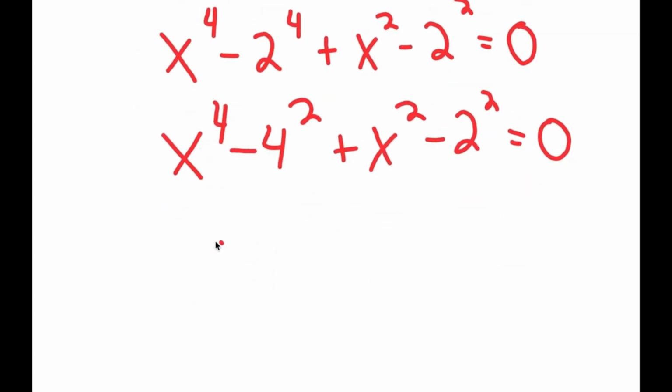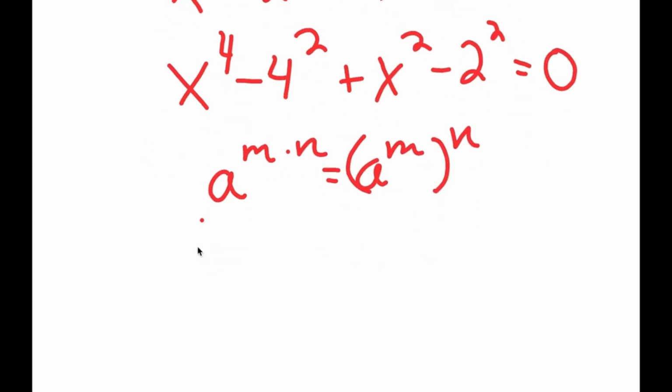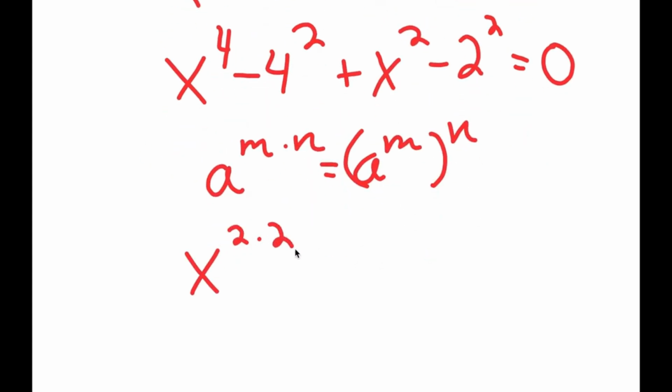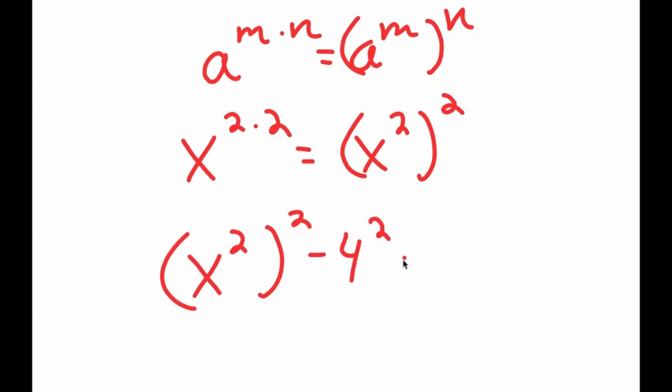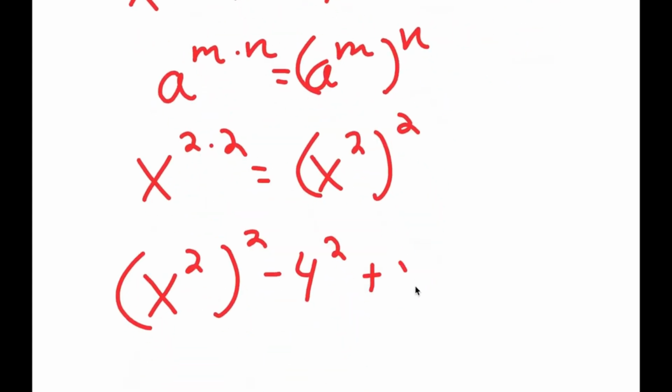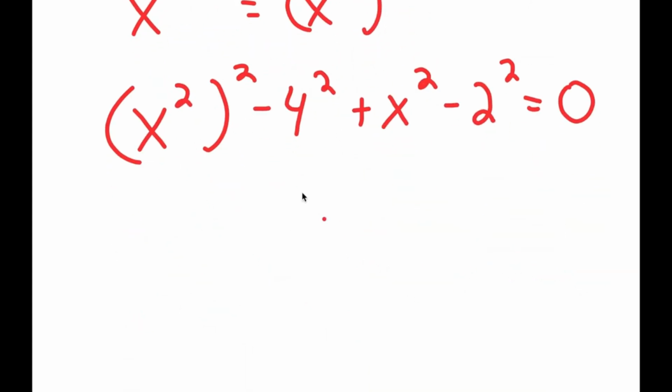Now, if I have something in the form a to the power of m times n, this is equal to a to the power of m to the power of n. So x to the power of 4 is the same thing as x to the power of 2 times 2, which is equal to x to the power of 2 to the power of 2. So now I get x to the power of 2 to the power of 2 minus 4 to the power of 2 plus x squared minus 2 squared is equal to 0.